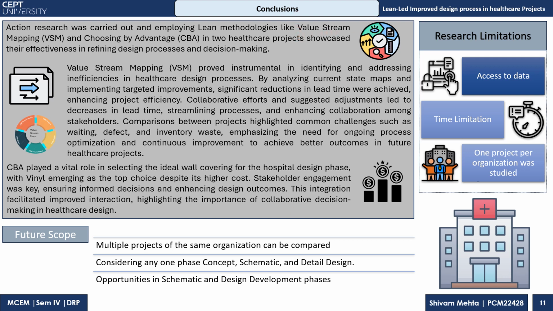Conclusion: action research was carried out employing lean methodologies like value stream mapping and CBA in healthcare projects, showcasing their efficiency for refining the design process and decision making. VSM proved useful in identifying and addressing the inefficiencies in the healthcare design process by analyzing the current state map, and through targeted improvement, significant reductions in lead time were achieved, enhancing project efficiency.